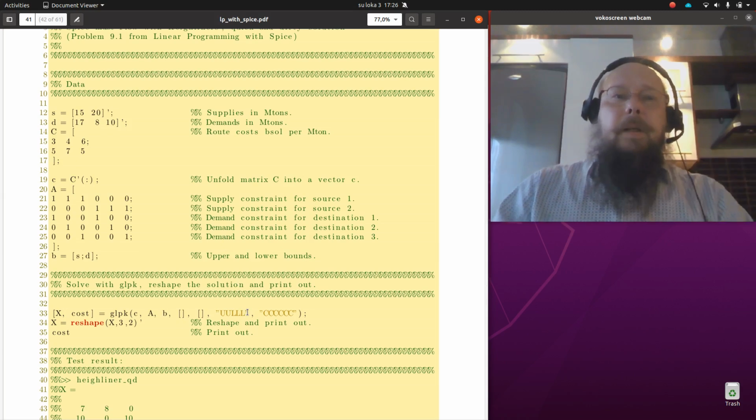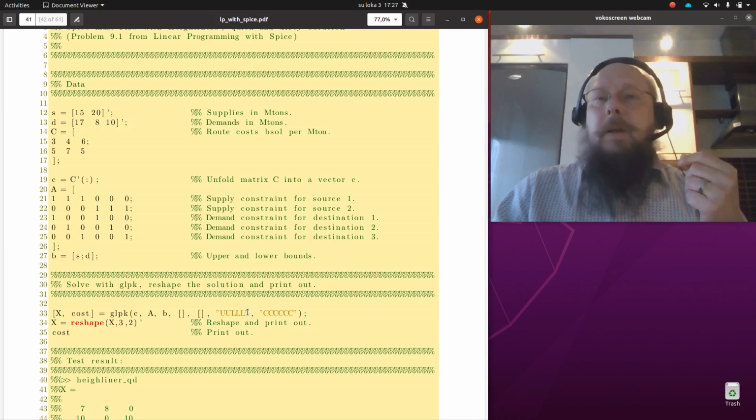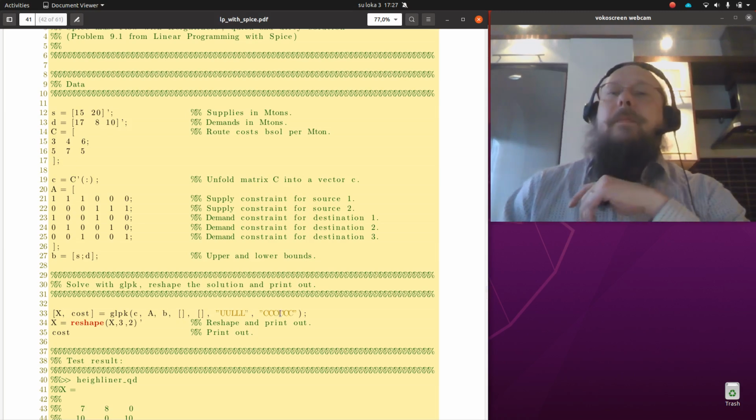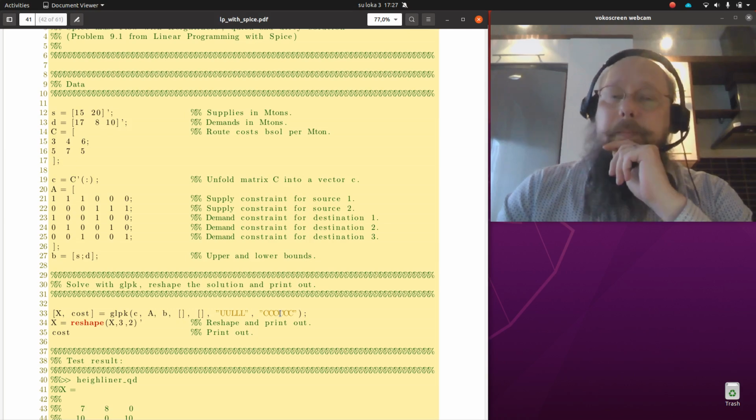And then a final thing, again, it's easy to make a mistake here. So how many variables do we have? We have 2 times 3, 6 variables. So there are 6 C's here. They are continuous variables, as we almost always have continuous variables. So that basically solves it.